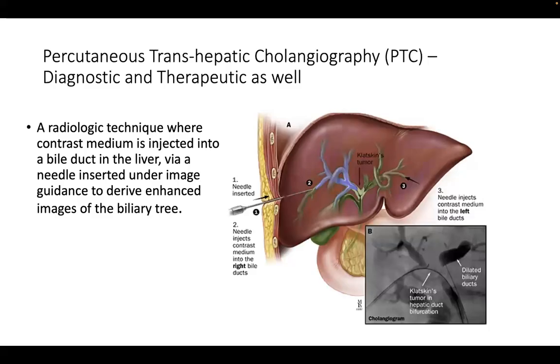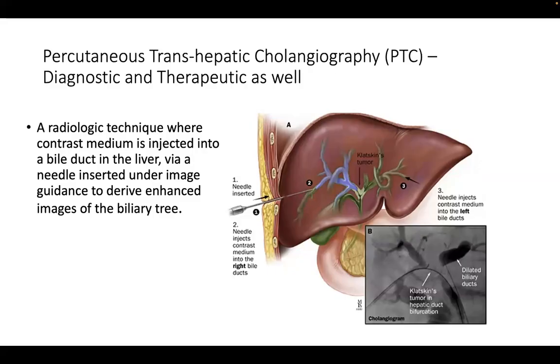Percutaneous transhepatic cholangiography, that is PTC, is a diagnostic and therapeutic tool. It is a radiologic technique where contrast medium is injected into the bile ducts in the liver via a needle inserted under imaging. You can see this, right? The needle is inserted and injects contrast medium into the right bile duct. So you can see what's happening here.